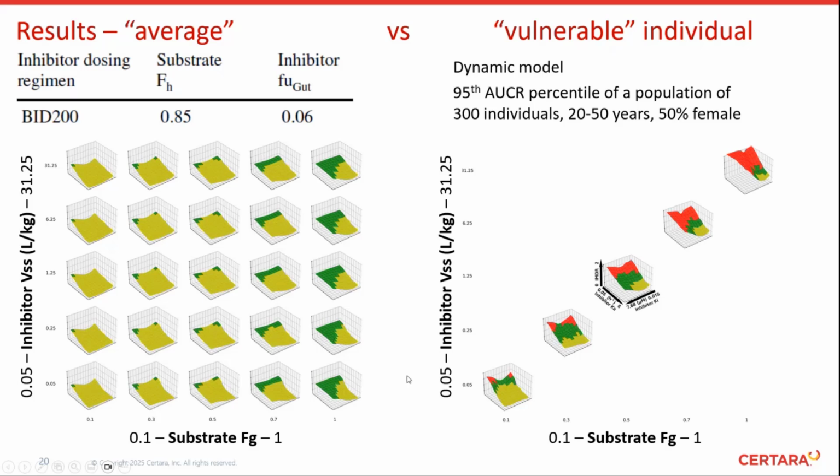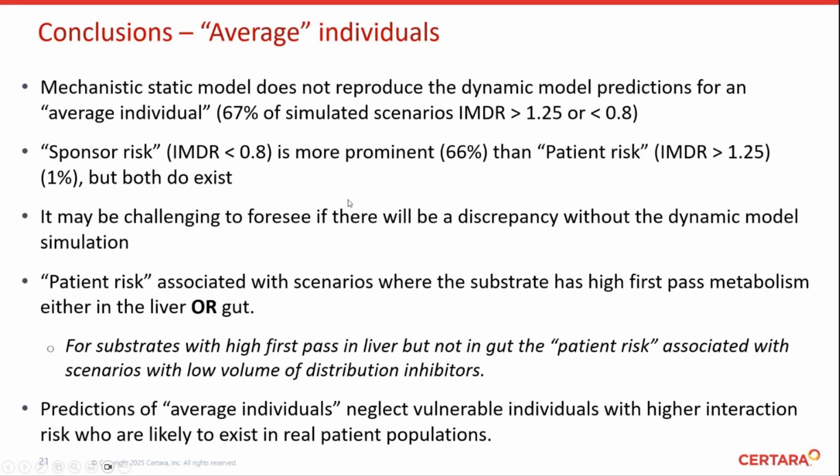model. And just illustrating that looking into just the average individuals may not be sufficient to actually cover the interaction risks that are realistic in the population. So with that, I just list the conclusions.